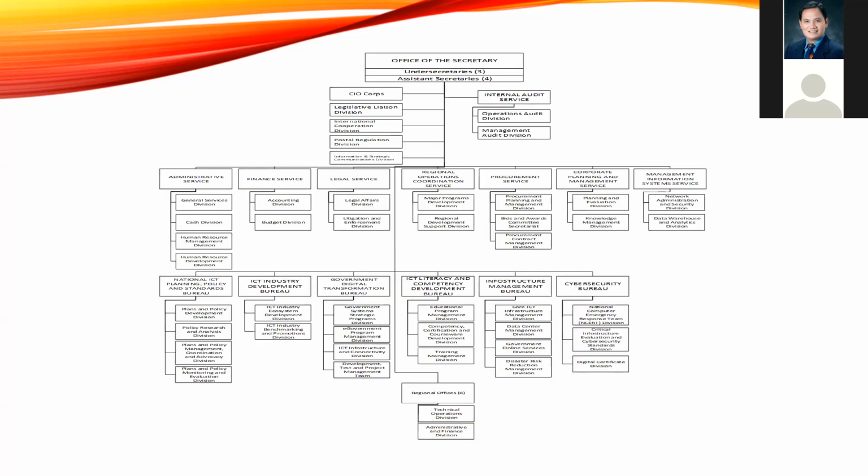So for now, our organization has one secretary, the head of agency, 3 undersecretaries, 4 assistant secretaries, and 15 services or bureaus. Services or bureau directors.